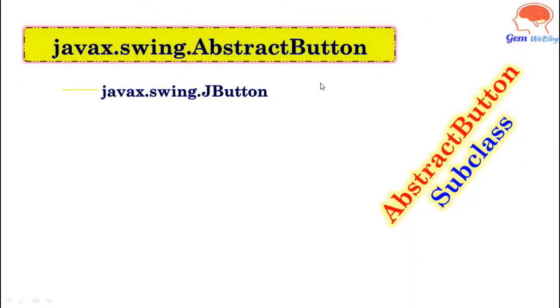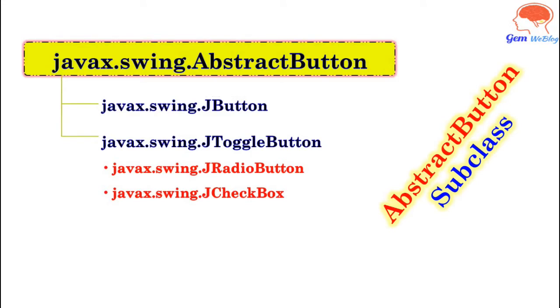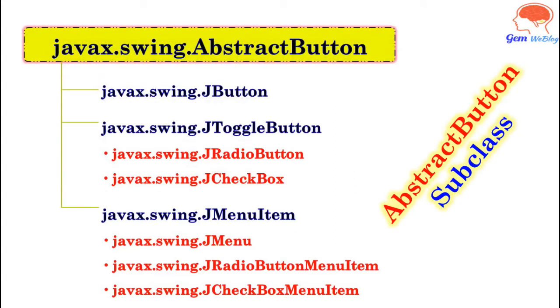Now we will discuss the various subclasses of abstract button. The direct subclasses of the abstract button class are JButton; next, JToggleButton. From JToggleButton, two classes have been derived, JRadioButton and JCheckBox. And the third subclass of abstract button is JMenuItem. From this class, JMenu, JRadioButtonMenuItem, and JCheckBoxMenuItem have been derived. So these are the different subclasses derived from abstract button.